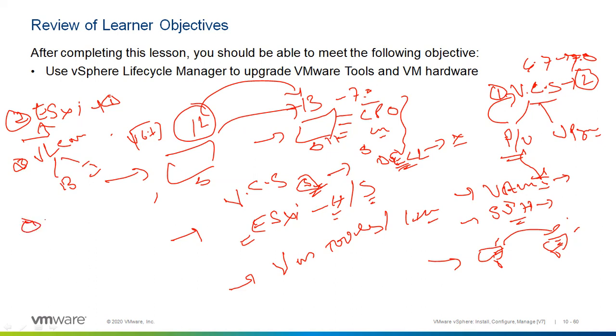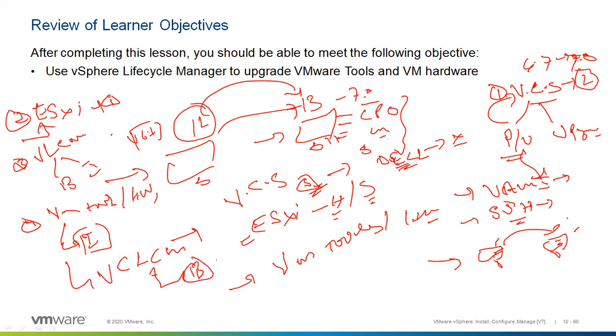The next component is your virtual machine. How can you do the virtual machine? Tools and hardware. Either individually go to the VM settings, insert the guest tools or upgrade the hardware, or through VLCM again, create the baseline for your tools and patches and perform the remediation. Check compliance, perform the remediation action. So that's how we can overall update and upgrade the vSphere environment.